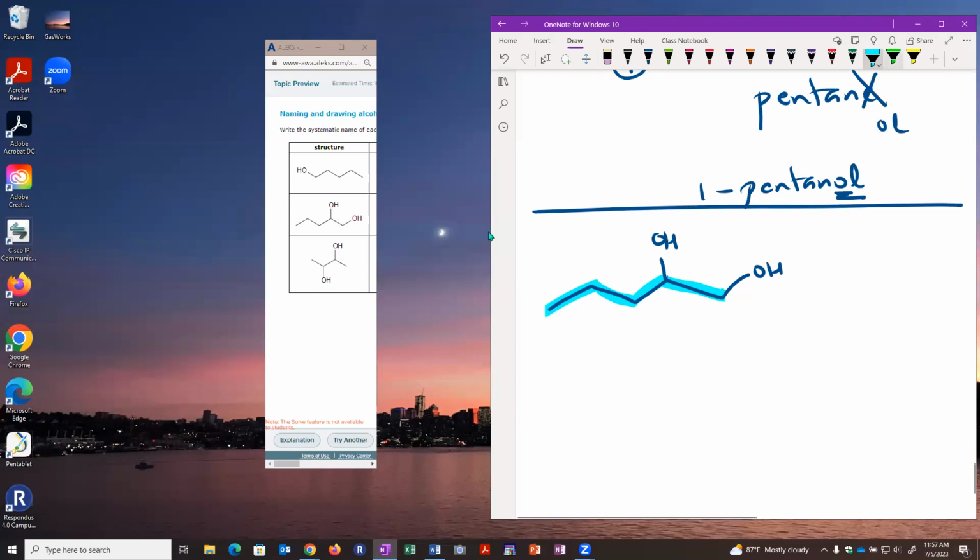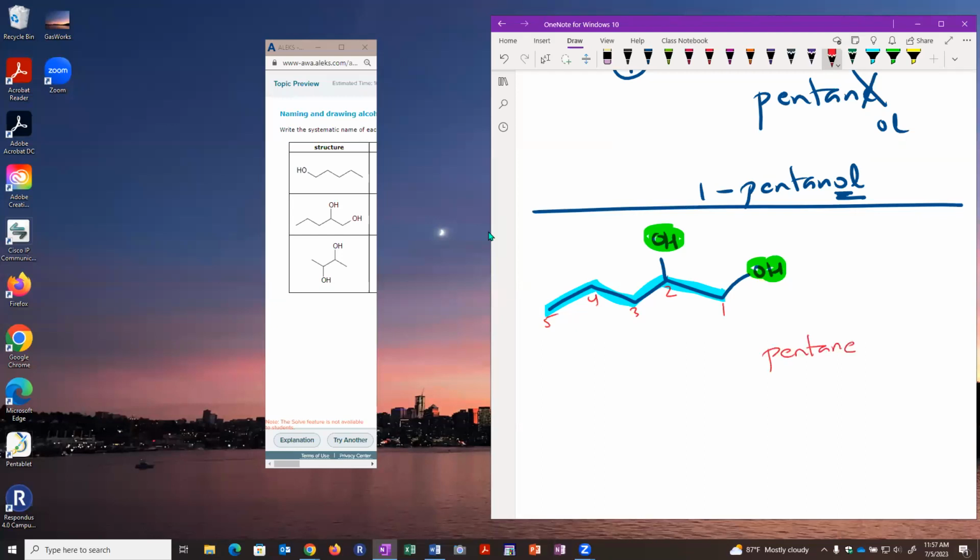Obviously, we have our OHs, one here and one there. We want to number the chain to give the lowest number possible to where those hydroxyl groups are attached. So we want to start numbering on the right side. That's carbon 1, 2, 3, 4, and 5. Okay, so again, now this is going to be our pentane.